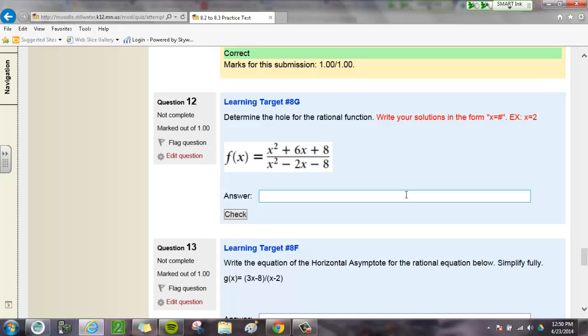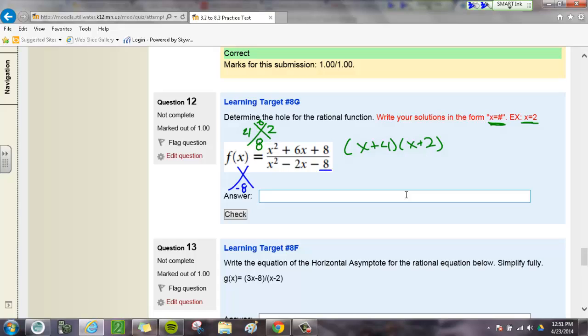Great. Okay. Oh, here, determine the hole for the rational function. Write your solution in the form x equals a number. For example, you could do x equals 2. Okay, I got it. So to do the hole, we've got to factor the top and the bottom. So let's factor this top right here. We got 8 and we got 6. I'm guessing that's 4 and 2. So the top is x plus 4, x plus 2.